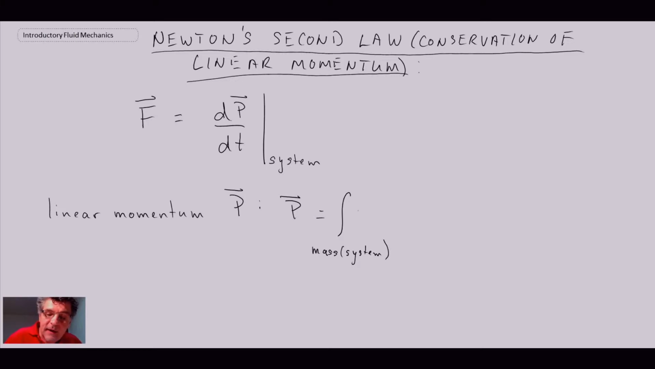Instead of being just dm, it's going to be the velocity times dm. And this could also be expressed as being a volume integral across the entire system. And again, the velocity and then the mass is replaced by rho dV. So that is Newton's second law, or conservation of linear momentum. That's another one of the laws that we will be using.